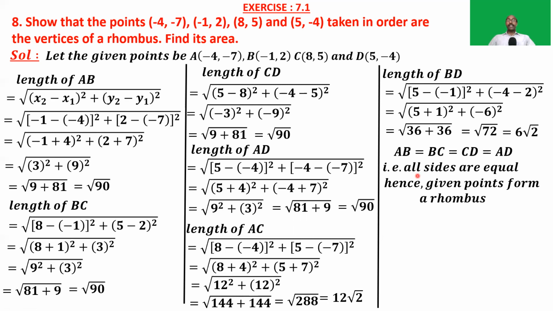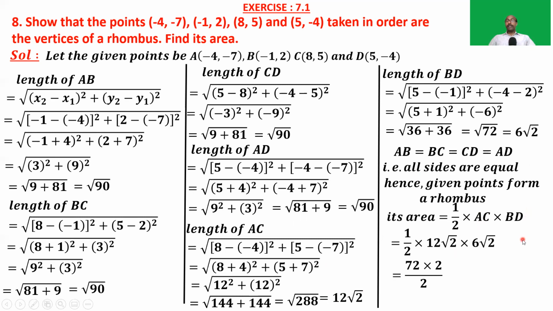Now its area is equal to, we know that the area of a rhombus is equal to half into product of the diagonals. That is half into AC into BD. So half into, here AC is the length of first diagonal 12 root 2 and BD is the length of second diagonal 6 root 2. So from this we get 12 into 6 by 2, 12 into 6 is 72, and root 2 into root 2 is 2, divided by 2. So which is equal to 72 square units. Therefore, in this way we can show that the given points form a rhombus and also we can find its area.